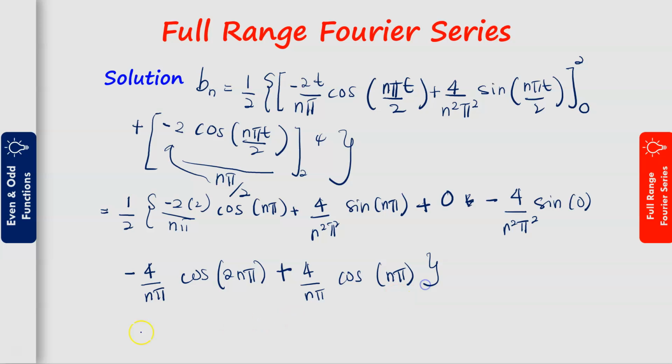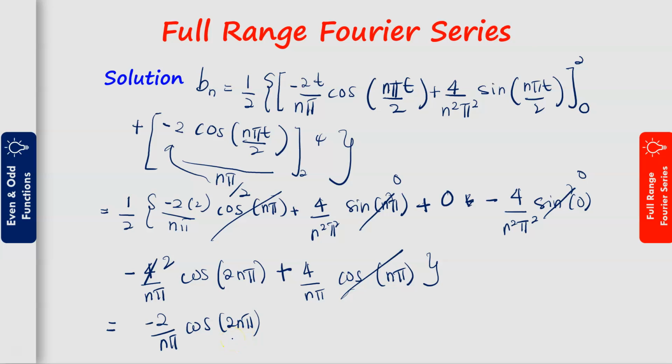So class, when we simplify this one, for sine n pi, understood it is 0, sine 0 it is 0, cos n pi here we have negative 4 here, plus this 4. So we can cancel out this, which means that our final Bn here, this 1 over 2 times this, actually this one becomes 2, we have negative 2 over n pi cos 2 n pi.